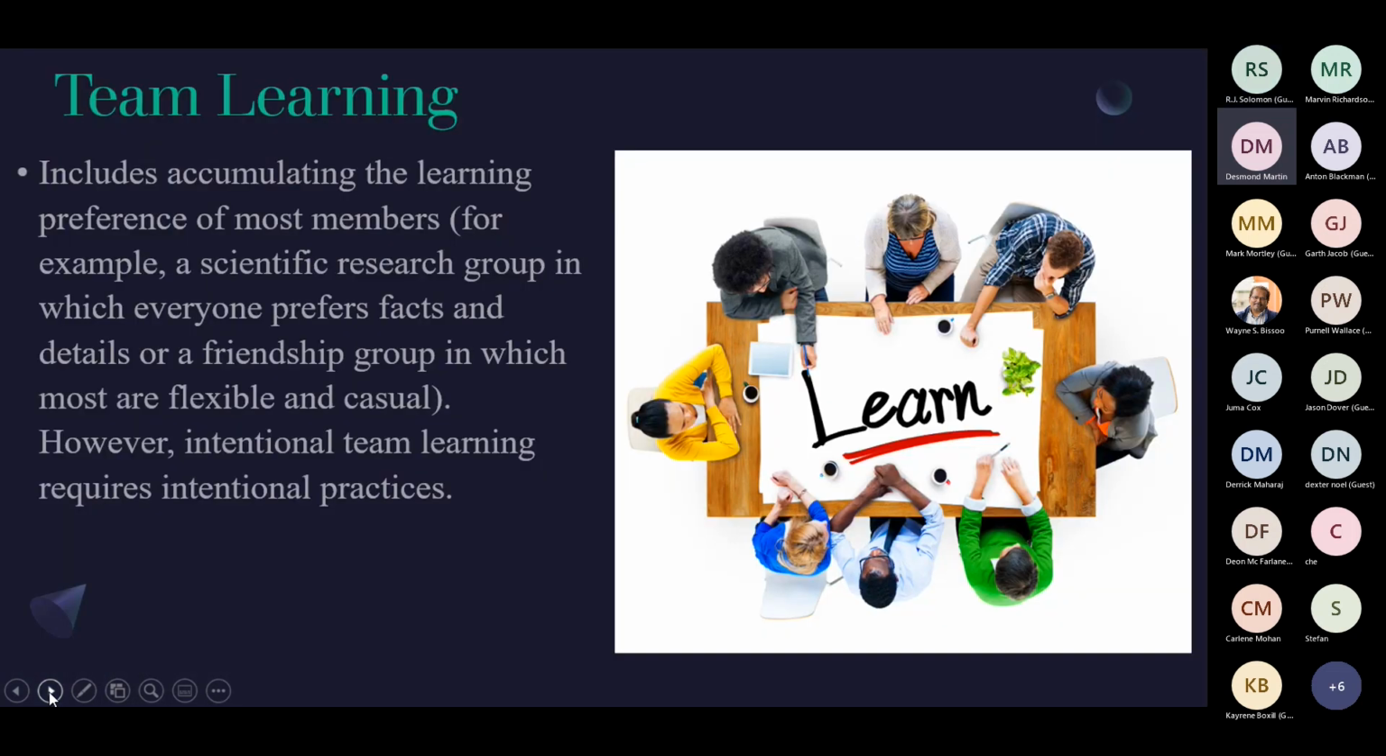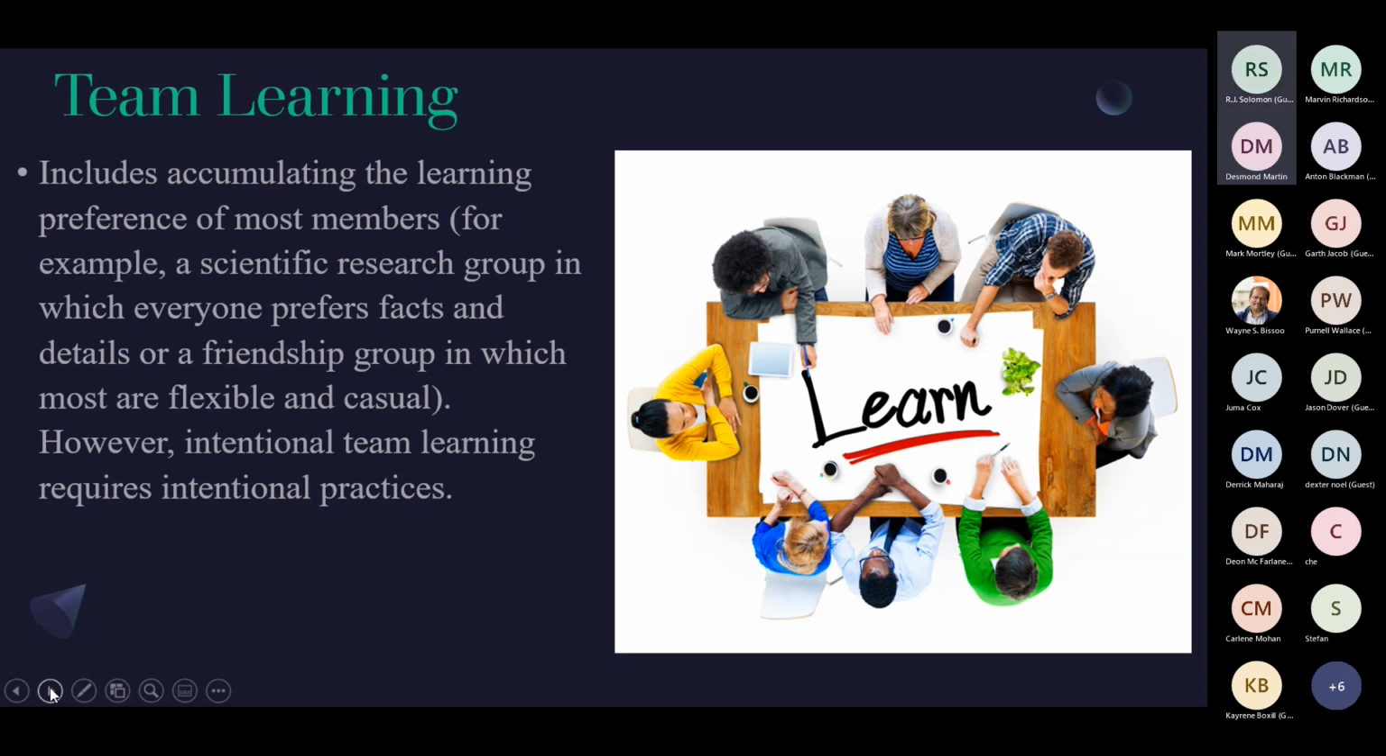Next. Team learning includes accumulating the learning preference of most members. For example, a scientific research group in which everyone prefers facts and details, or a friendship group in which most are flexible and casual.